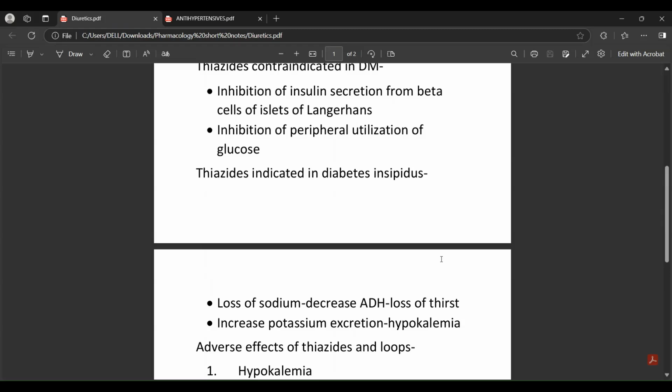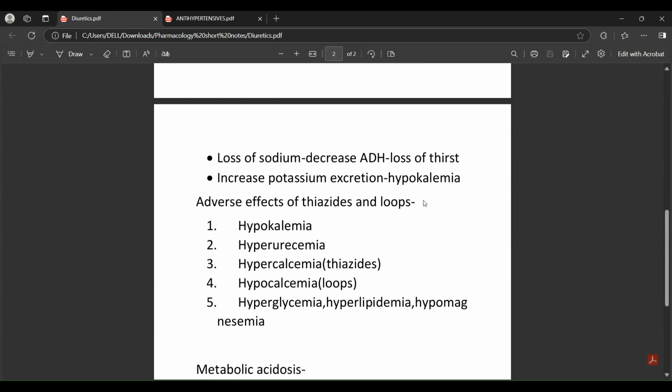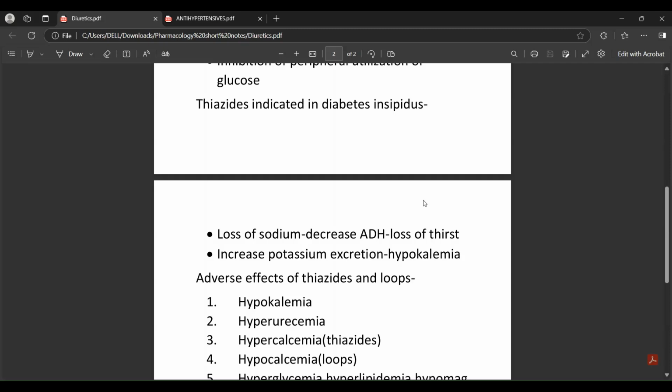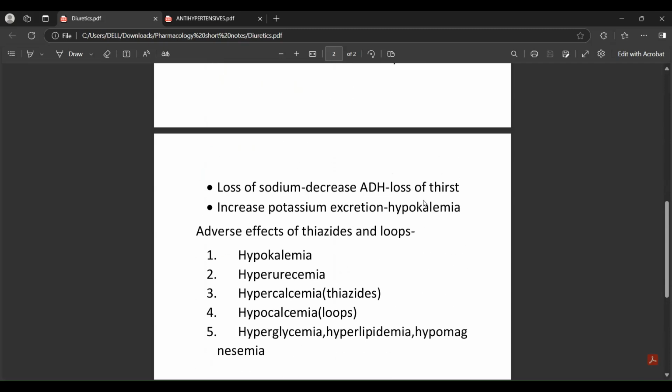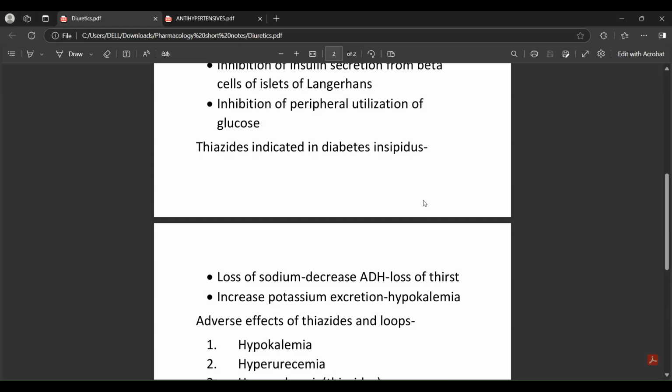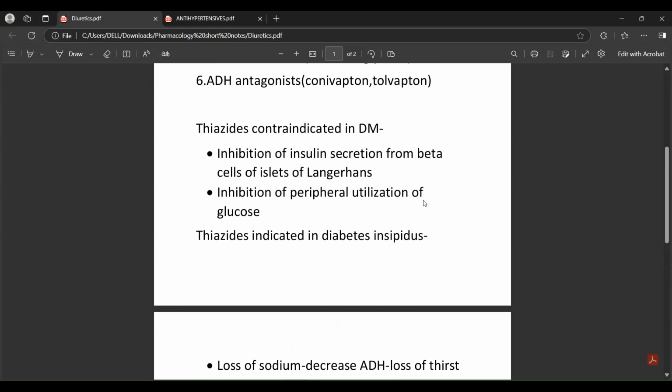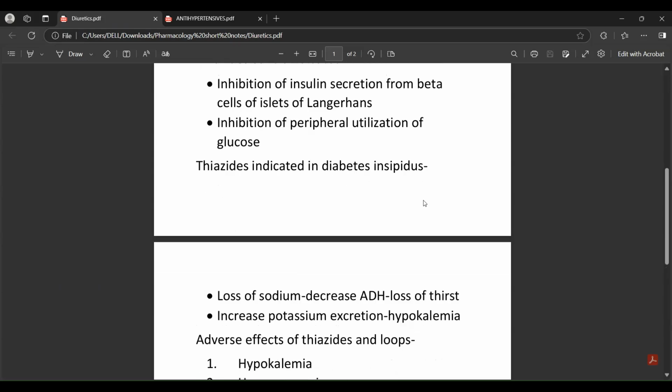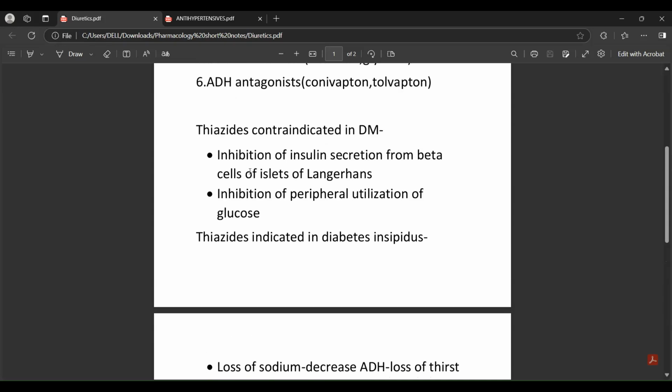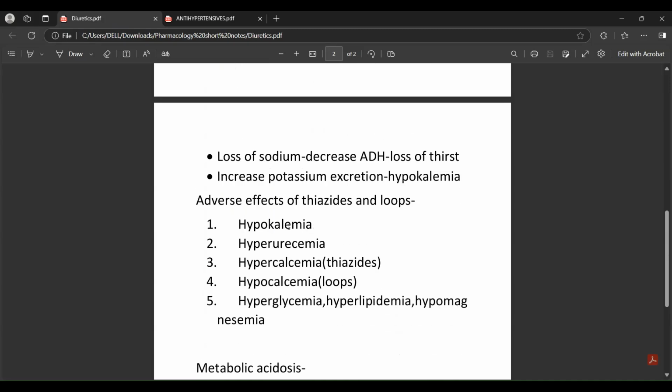All right, diabetes insipidus. We will talk about diabetes insipidus in upcoming videos, but in this video on diuretics you mainly have to know that thiazides are contraindicated in diabetes mellitus. These are the two main reasons: inhibition of insulin secretion from beta cells of islets of Langerhans and inhibition of peripheral utilization of glucose. And adverse effects of thiazides and loops: there is hypokalemia, hyperuricemia, hypercalcemia in thiazides, hypocalcemia in loops.